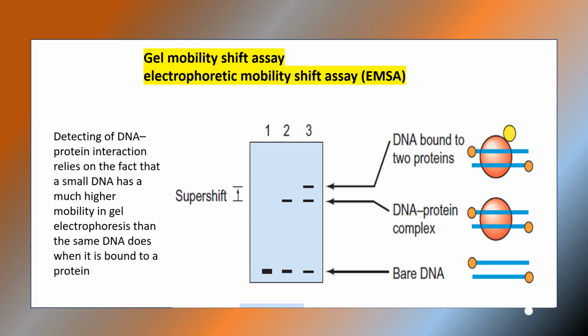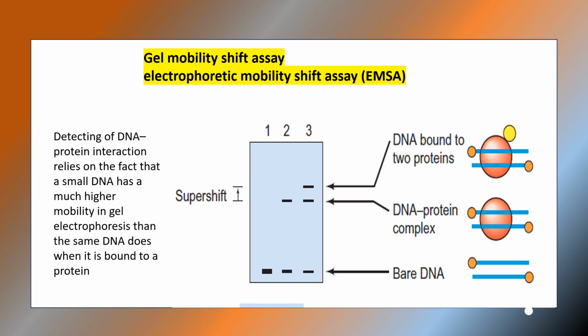From the name itself, we can deduce that if you run just the DNA on an electrophoretic gel, its mobility will be faster compared to DNA which is bound to a protein. And that protein can be anything. Because of the bound protein, the complex has a higher molecular weight, so it will take more time than the naked DNA to get to the bottom of the gel. That is the principle of the electrophoretic mobility shift assay.